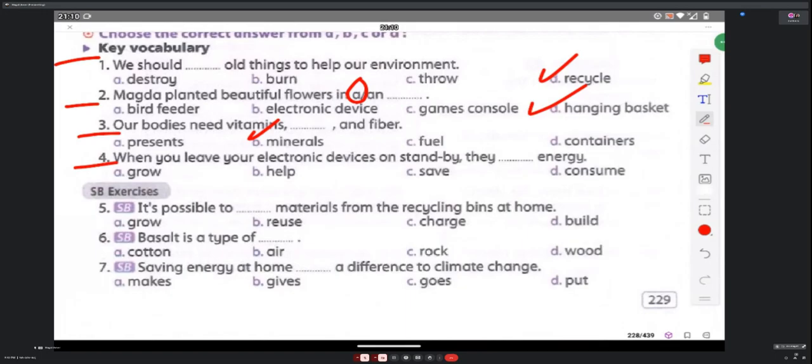Number 4: When you leave your electronic devices on standby, they consume energy.